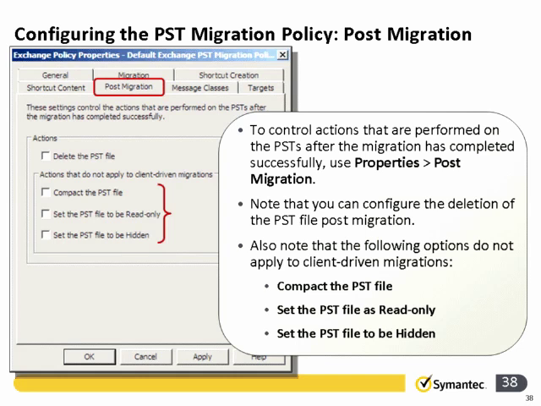You have the option first whether or not you want to delete the PST file, and then the actions that apply to the locate, collect, and migrate methodology. You can have them compact the PST file, set the PST file to be read-only, or set the PST file to be hidden. But note that the statement right above those options says that that will not apply if you're doing the client-side migration or client-driven migration. So those settings only apply to the locate, collect, and migrate version, the PST Migration Wizard, as well as the Enterprise Vault Policy Manager scripted version of the PST migration.